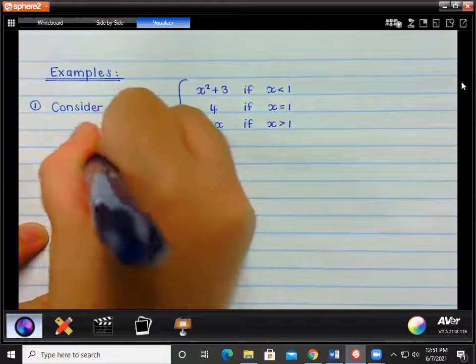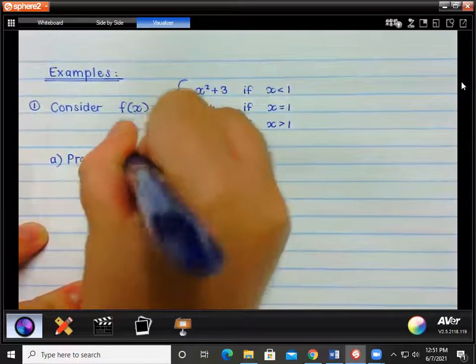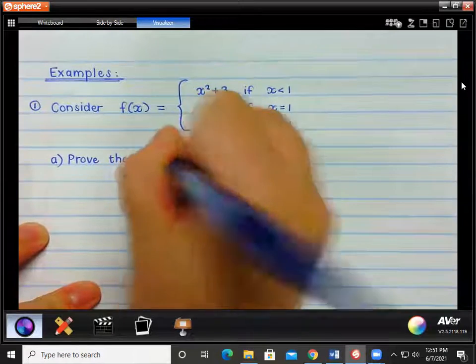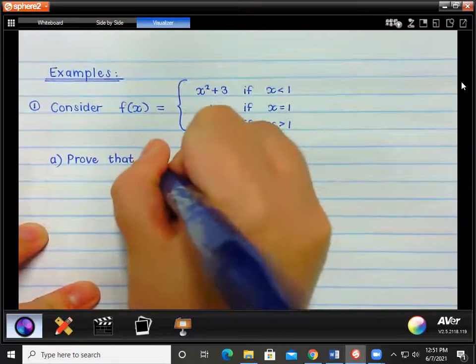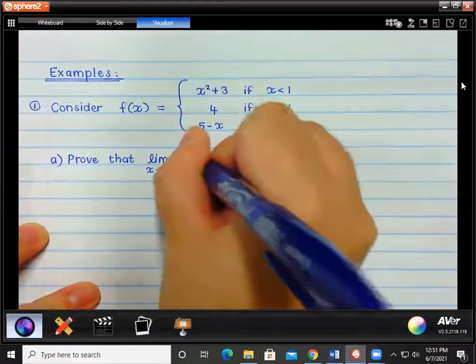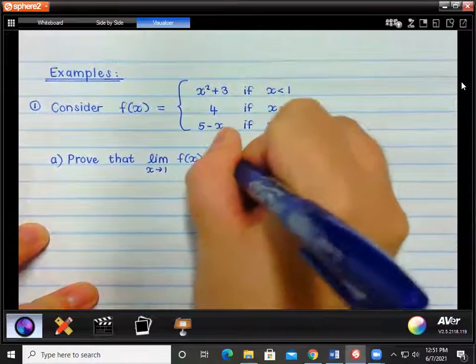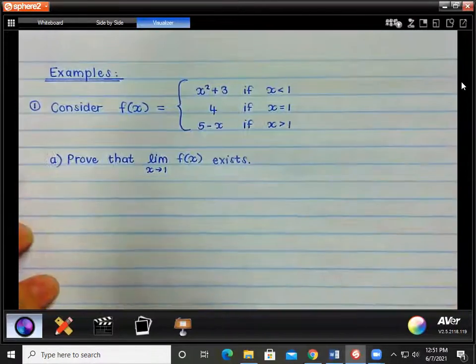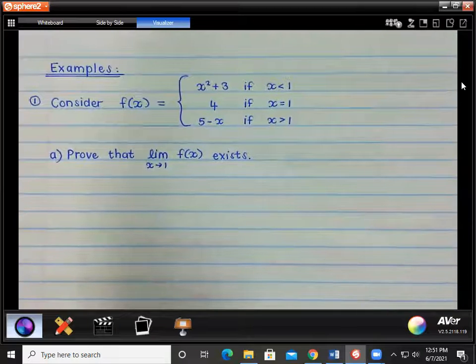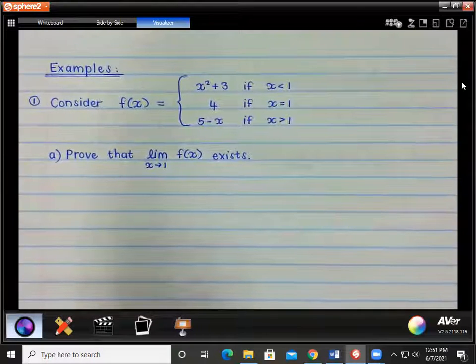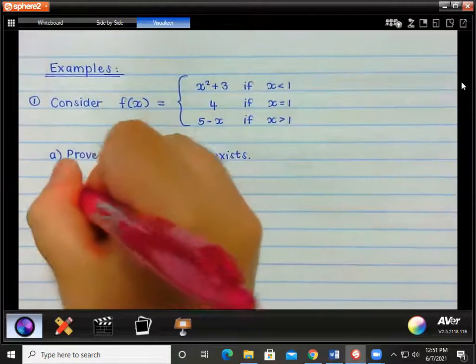Prove that the limit of f of x as x tends to 1 exists. Okay, so now they're not actually asking us whether this is continuous at x equals 1. They're just asking us to prove that the limit as x tends to 1 exists. Now, guys, for that, you're going to do limit from the left and limit from the right. And if they're equal, then it does exist. Okay, so let's do that.